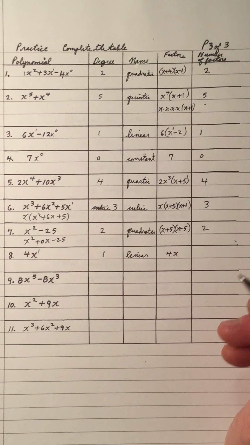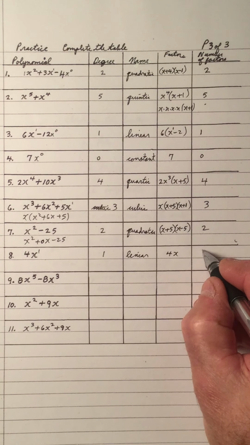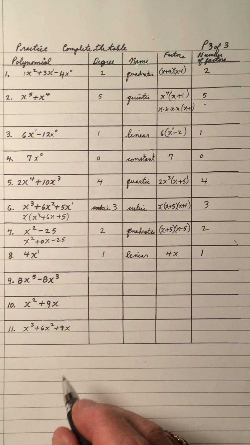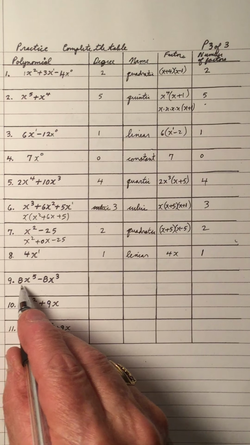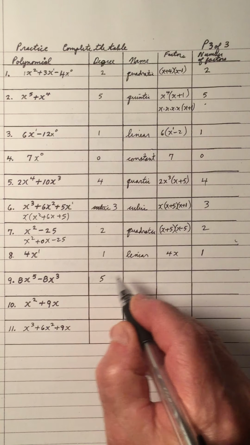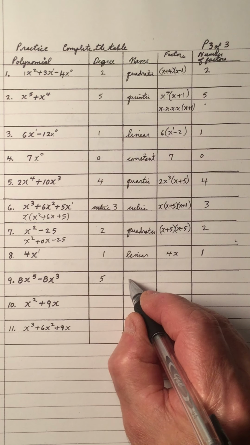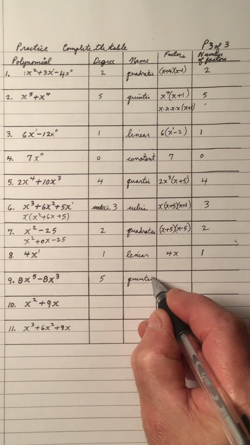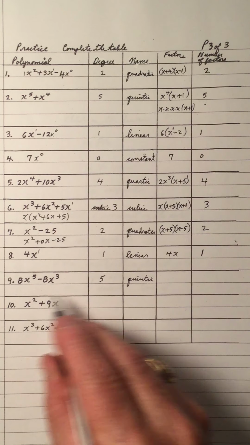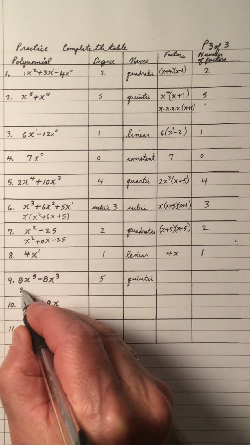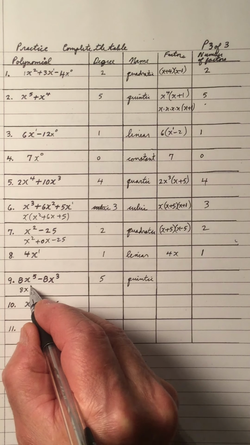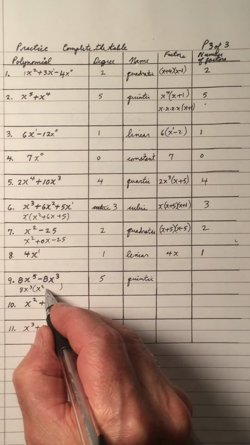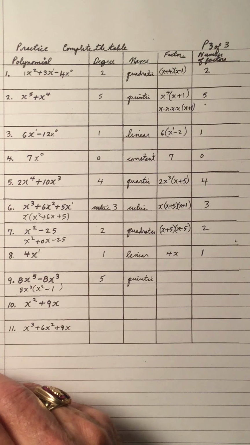4 times x is the only factor, and there's one factor in terms of x, just x, 4 times x. And number 8, the degree of this one is 5, and degree 5 is a quintic, Q-U-I-N-T-I-C. And we want to factor this one, we take the 8 out, which is common, and x cubed, and that gives me x squared minus 1.